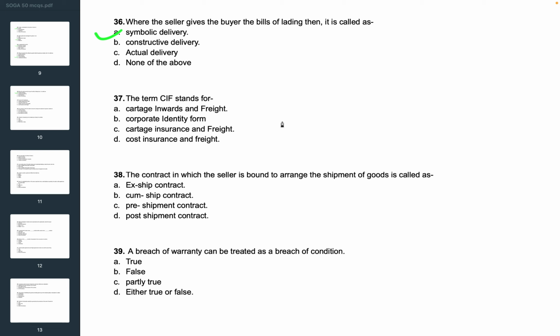Next question. The term CIF stands for A. Cartridge inwards and freight, B. Corporate identity form, C. Cartage insurance and freight, D. Cost insurance and freight. So the correct answer is D. Cost insurance and freight.